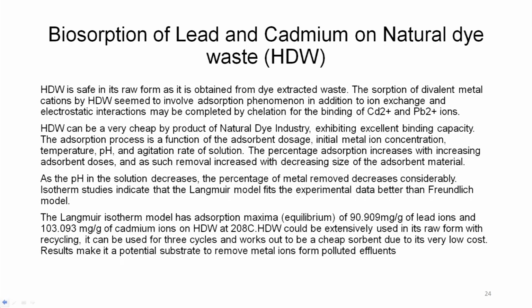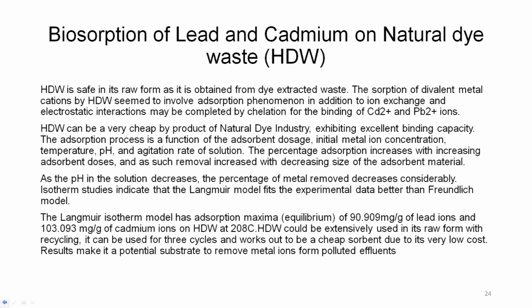It was a material which was already a bio waste. The sorption of divalent metal cations onto HDW, that is the hibiscus dried flower extract, seemed to involve adsorption phenomena in addition to ion exchange, and electrostatic interaction may be completed by chelation for the binding of cadmium 2 species and lead 2 species. HDW can be a very cheap byproduct of the natural dye industry, exhibiting excellent binding capacity.